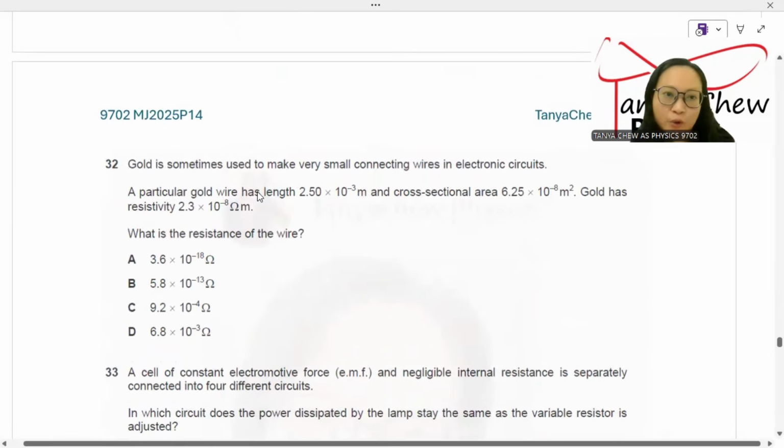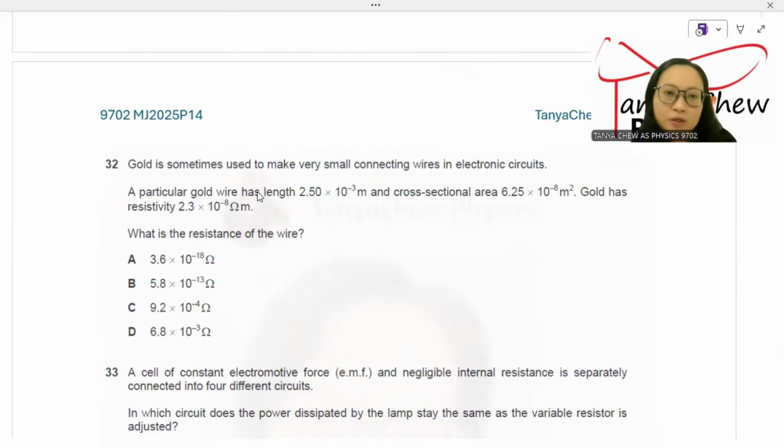Number 32, gold is sometimes used to make very small connecting wires in electronic circuits. A particular gold wire has length 2.5 times 10 to the power negative 3 meter, cross-sectional area 6.25 times 10 to the power negative 8 meter square. Gold has resistivity of 2.3 times 10 to the power negative 8 ohm meter. What is the resistance of the wire?